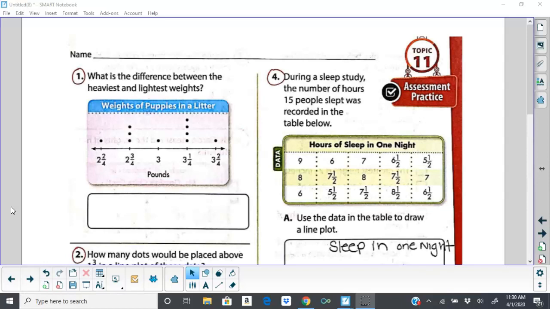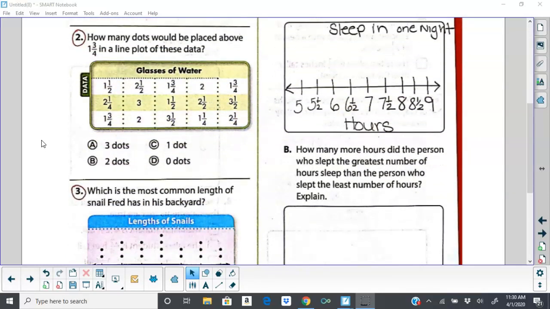All right, number 1, what is the difference between the heaviest and the lightest weights? So look at the line plot and find the difference between the heaviest and lightest weights. Think about the word difference. What operation do I need to do when I'm thinking of the word difference? Remember, pause the video while you work on the question.